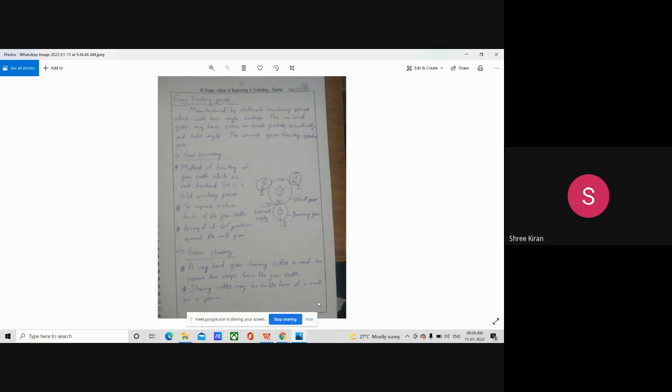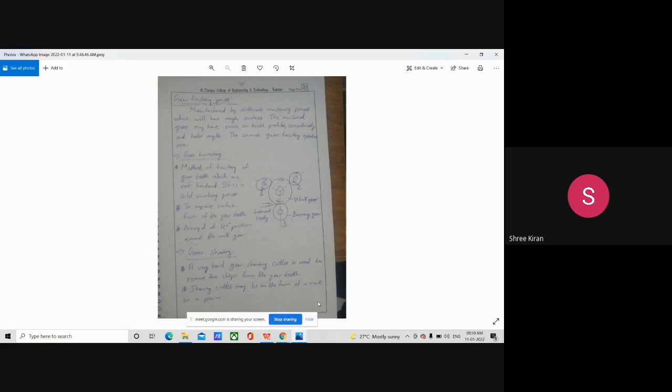What is the purpose of a broaching tool? Any one of you can say. We have studied this in the same module. Broaching is a material removal process.